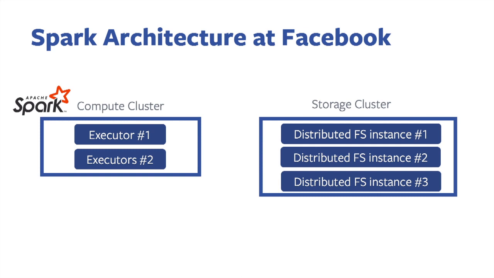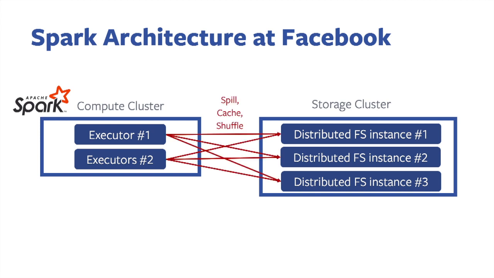Now, what does the Spark architecture look like in this design space? First of all, as I mentioned, we are running Spark in a disaggregated world, which means that all the Spark executors are running on a compute cluster, and whenever Spark reads and writes data, it spills and shuffles on a separate storage cluster.